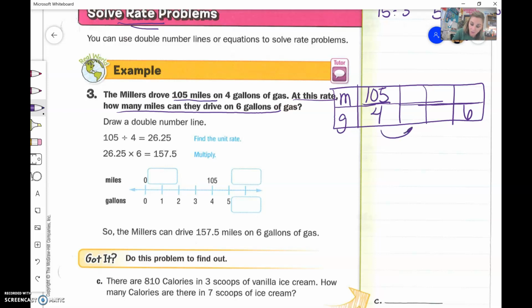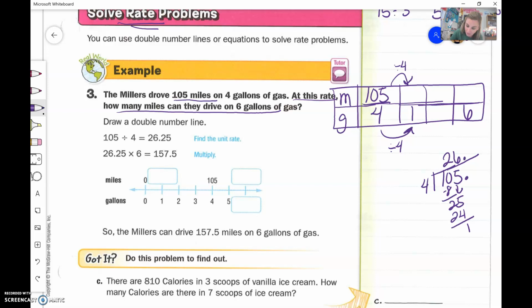Okay, so let's try to get it to 1, which means I'm going to divide by 4. Now, I don't know about you, but I don't know off the top of my head what this answer is, so I'm going to work this problem out. We want to get it to a unit rate first. So I know that that goes in twice. That's 8. I'm left with 25. I know that that can go in 6 times. That's 24. I'm left with 1.